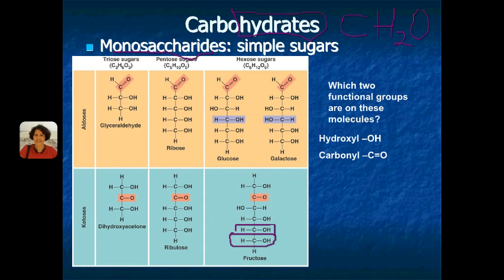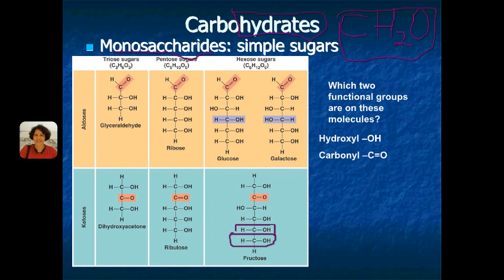If you just look at the chemical composition, you have a carbon, you have an oxygen, and two hydrogens. So that's like a carbon and a water. So that's why they're called carbohydrates. Now let's take a look at some of the other characteristics of carbohydrates.